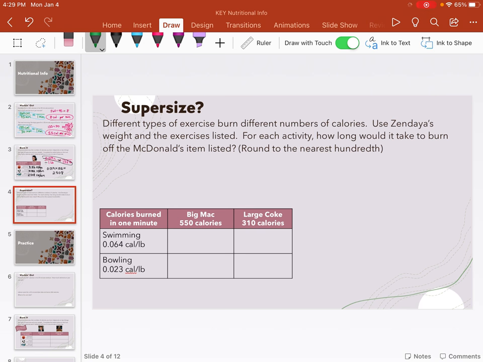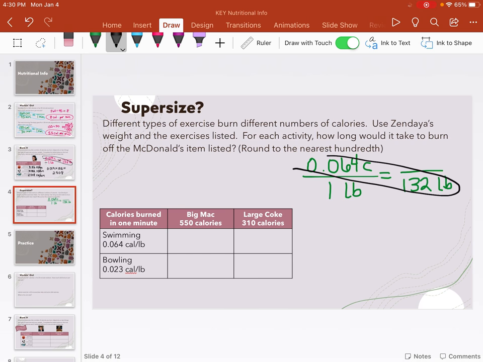So let's start with swimming. For swimming, it is 0.064 calories for 1 pound. Again, she is 132 pounds. We will cross multiply and divide. So 0.064 times 132. And when I multiply that, and remember I get to use my calculator, it gives me 8.448. I do not want to round yet.